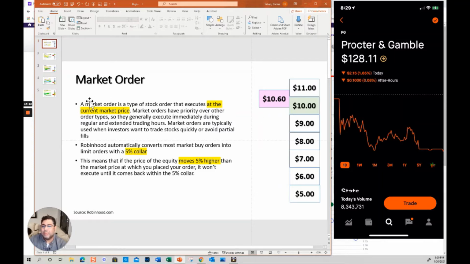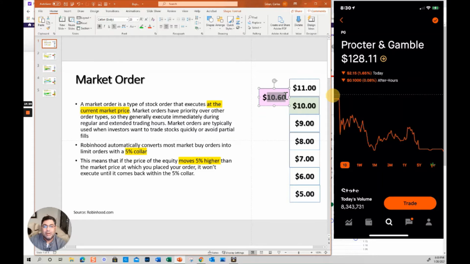So the first one is very simple. Market order means that it executes at the current price, and there is a 5% collar. Collar means that if the price of the equity, and I copied this from Robinhood, meaning the stock, moves 5% higher than this market price that you place the order, it won't execute. So basically, if the current price is $10, and it goes to 10.60, so 10.60 would be technically more than 5%, it would not execute.